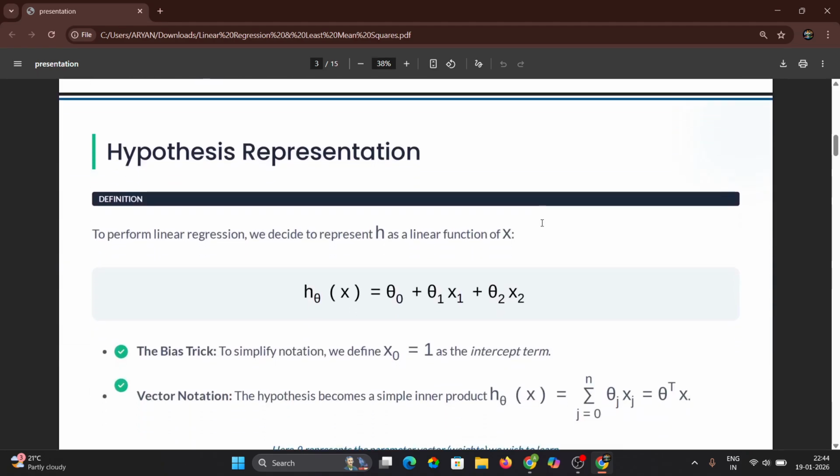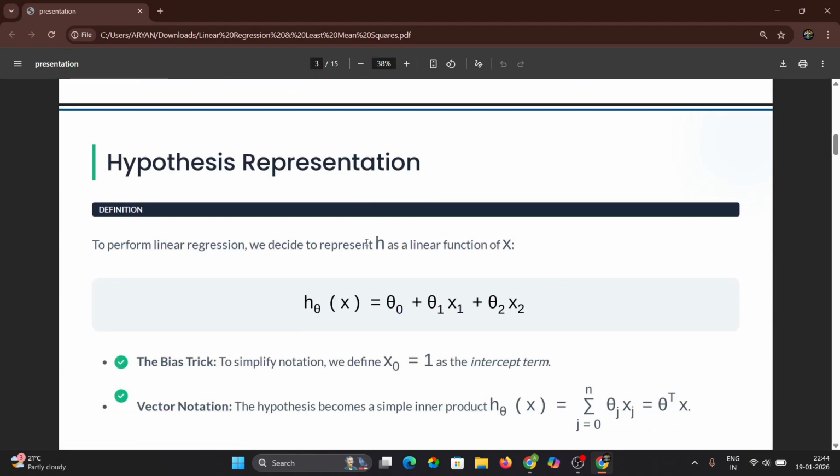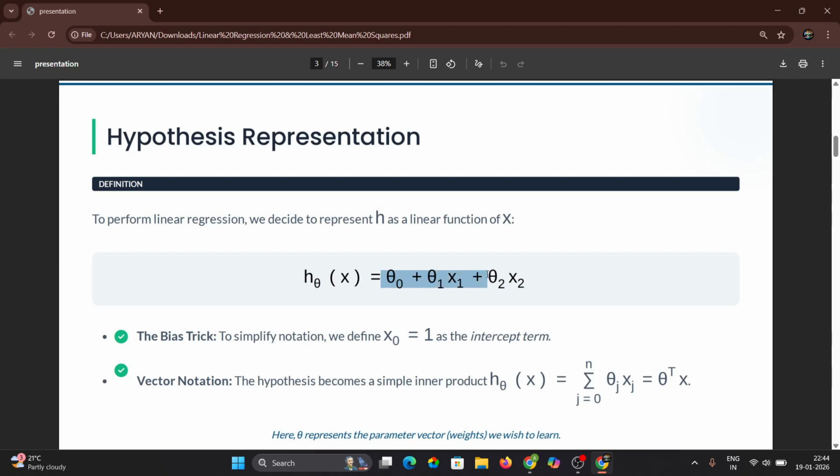Firstly, we will learn about hypothesis representation, the hypothesis or model. To perform linear regression, we decide to represent h as a linear function of x. Here h is that good predictor we are talking about. So h theta of x is equal to theta naught plus theta 1 x1 plus theta 2 x2. Theta 1 and theta 2 are weights, and you can say theta naught is the bias, and x1 and x2 are the features.